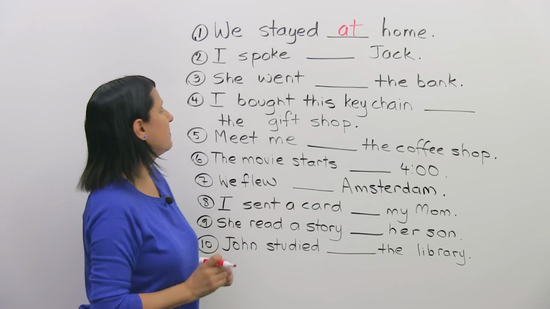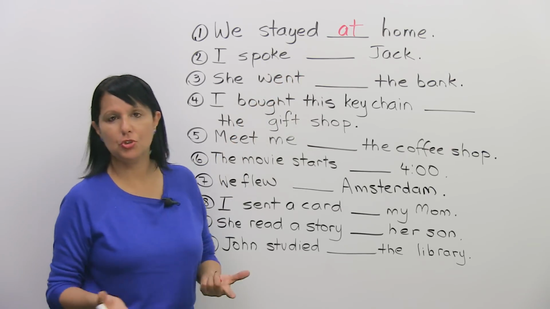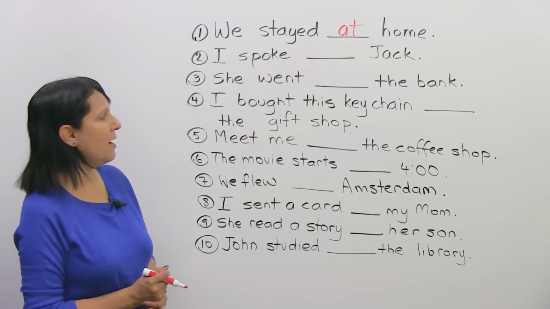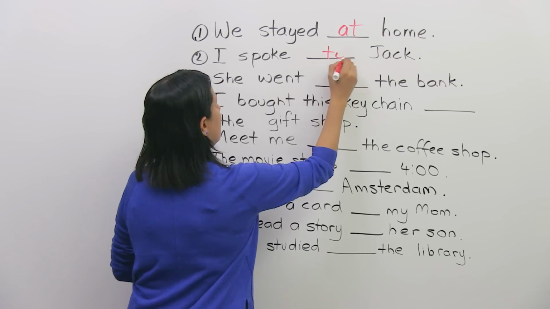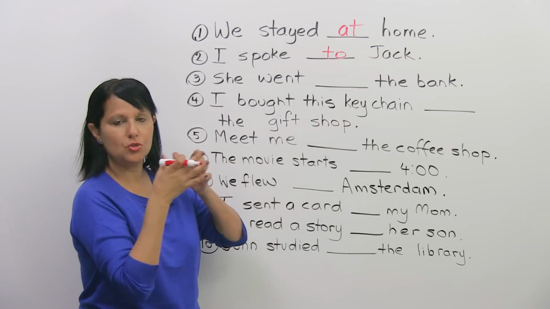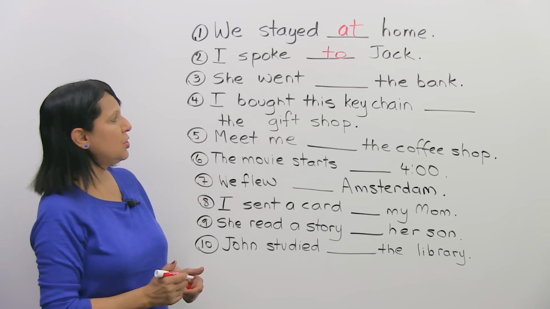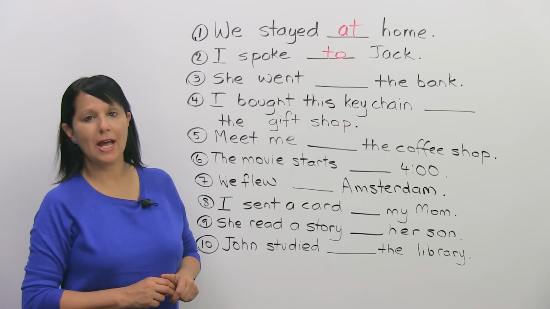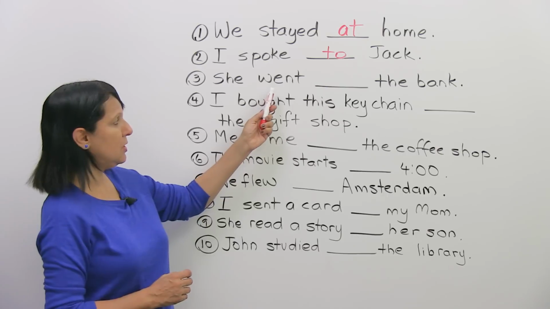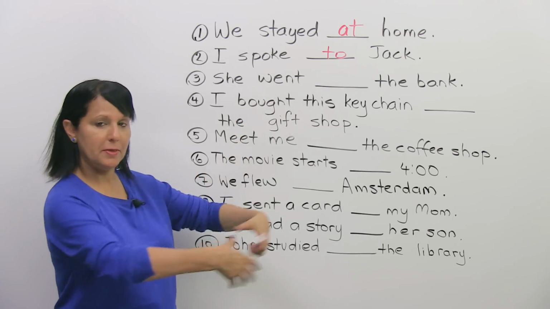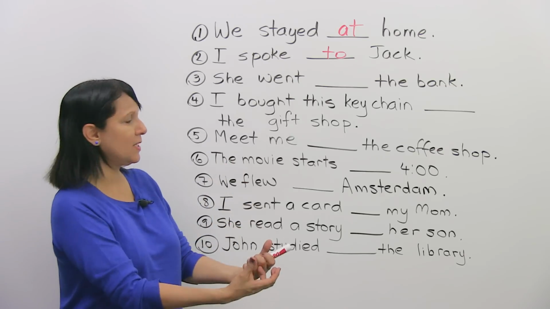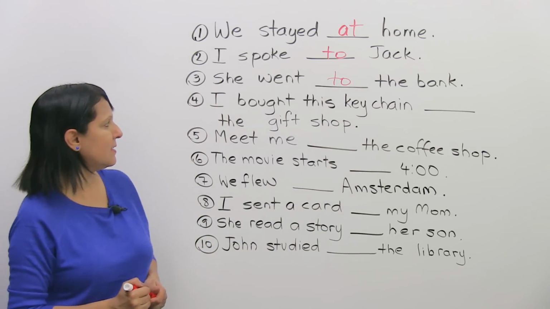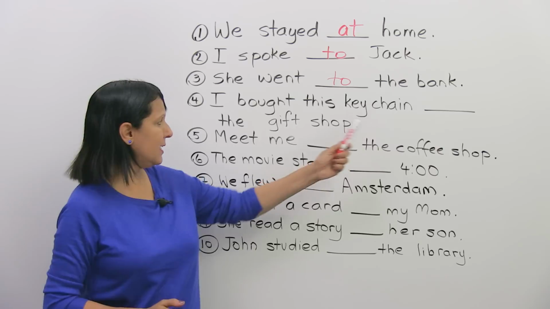You stay somewhere. I spoke to Jack. I spoke at Jack. What do we say? I spoke to. The direction of your speech is towards Jack. Next, she went blank the bank. To the bank or at the bank? She went. So went is movement, right? Think of the verb. The verb is talking about movement. She went to the bank.